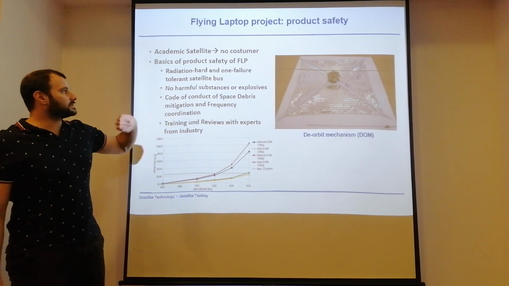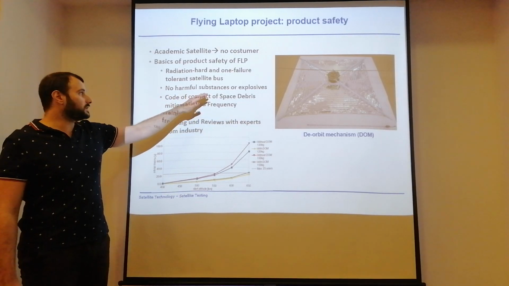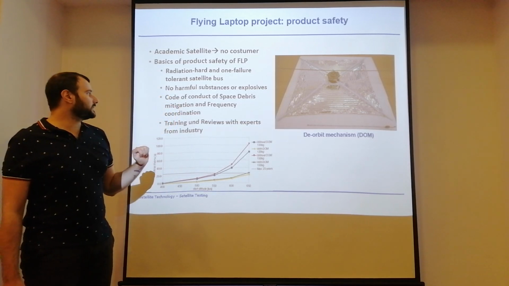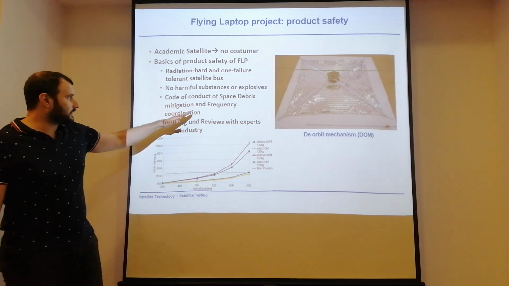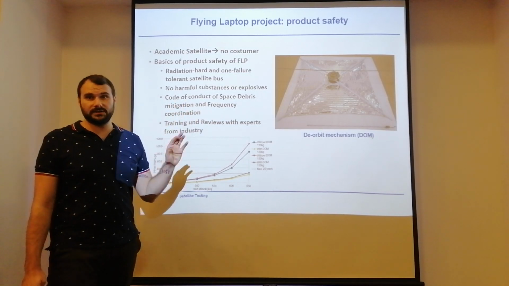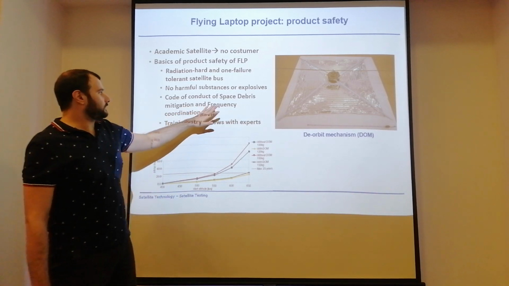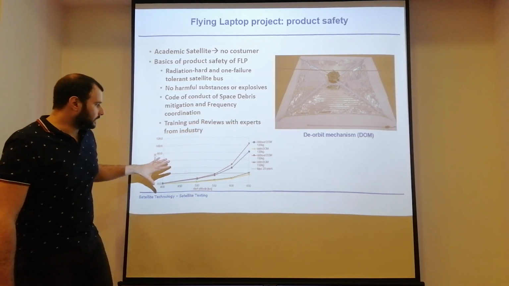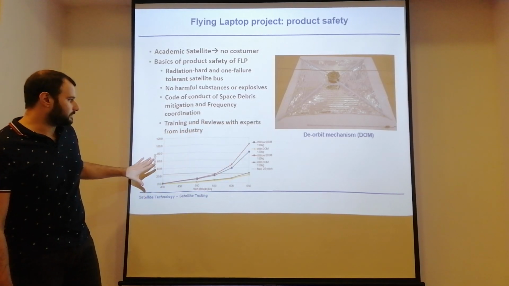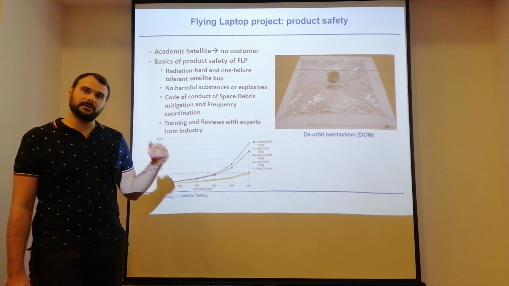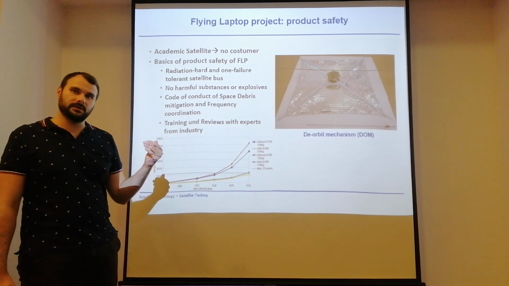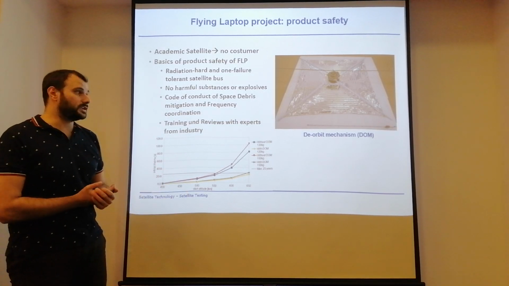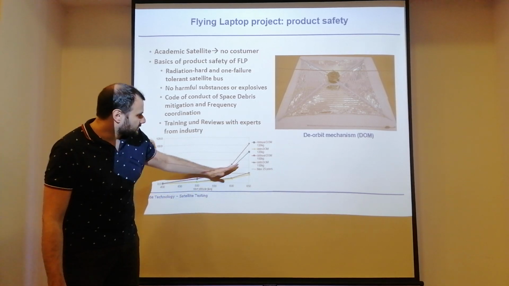Also, no harmful substances or explosives can be used. The code of conduct of space debris mitigation is followed, as well as the frequency coordination with the ITU. For the space debris mitigation code of conduct, we see a graph here. It basically requires your satellite to re-enter after 25 years of your mission, to avoid space junk or space debris. And some simulations were done.